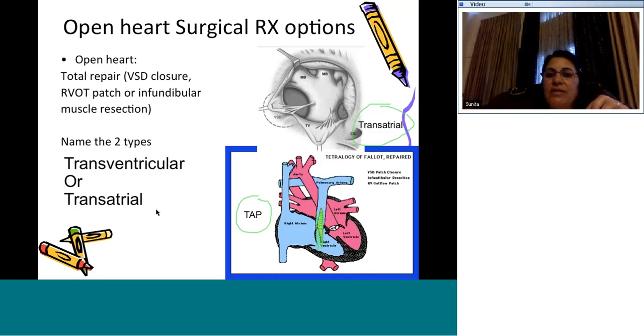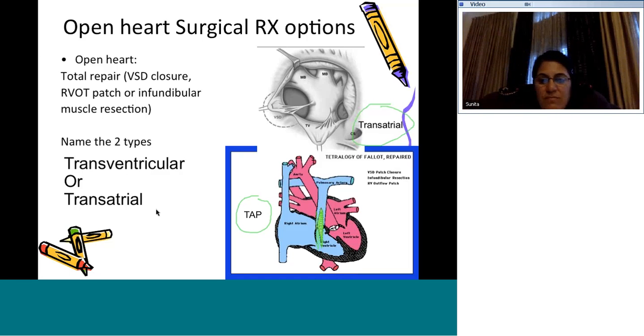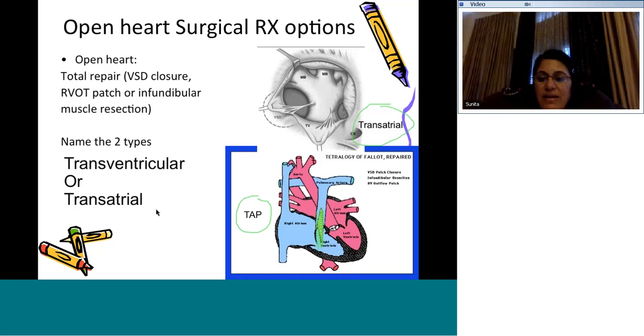Why is it that we don't do a transatrial repair in every baby? Why are we not doing transatrial in every tetralogy of Fallot? Because it depends on the pulmonary valve annulus. That is why I said in the beginning, the management of tetralogy of Fallot depends on two things, pulmonary artery anatomy and pulmonary valve annulus.